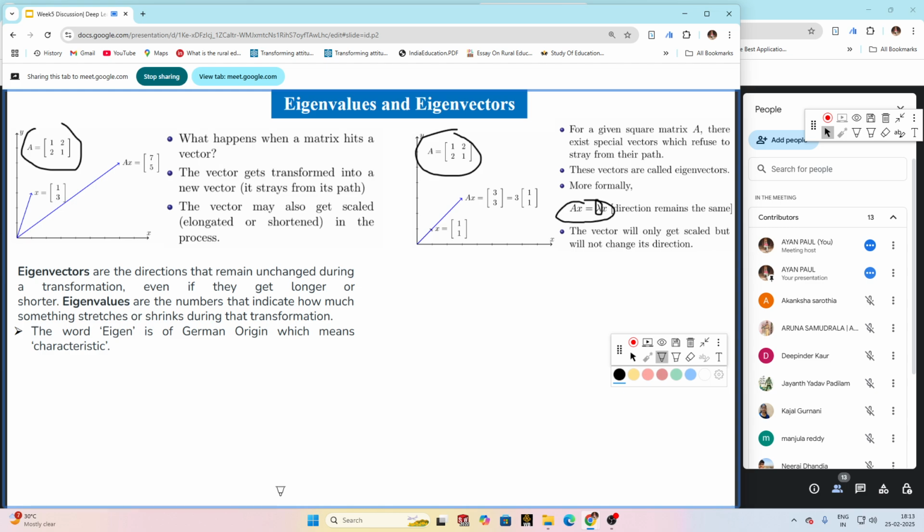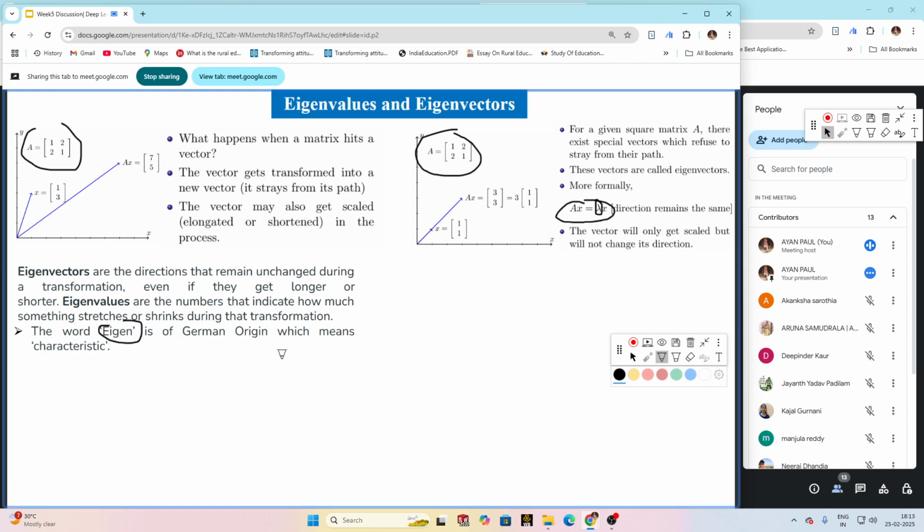Eigenvalues are the numbers that indicate how much something stretches or shrinks during the transformation. So how much the magnitude is changing during the transformation, that is known as the eigenvalue. Now, where does the word eigen come from?